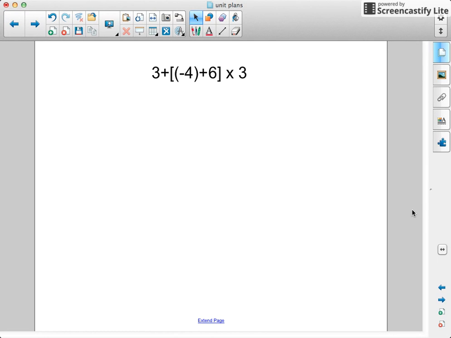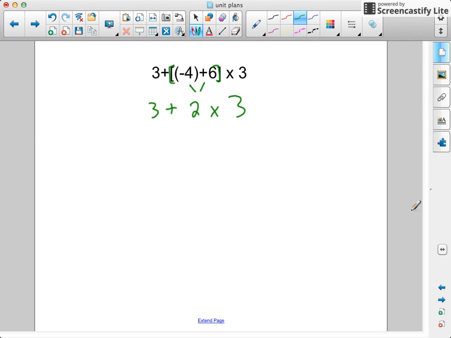And here's another example. I have brackets, I have multiplication and addition. So I do these brackets here first. So -4 plus 6 would be positive 2. Rewrite the whole question. I have adding and multiplication. I need to do my multiplication next. So I rewrite the rest of the question with that. 3 plus 6, my answer is 9.